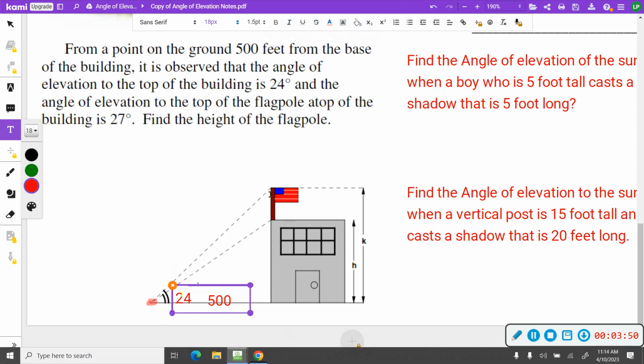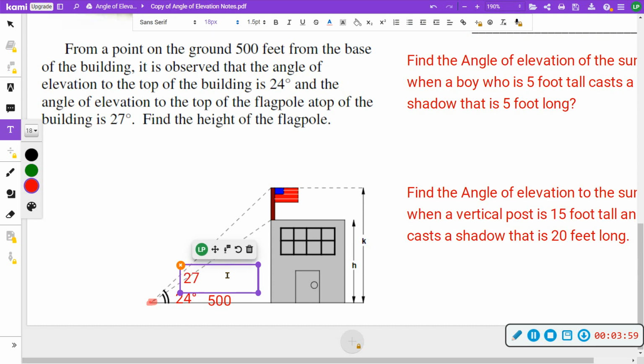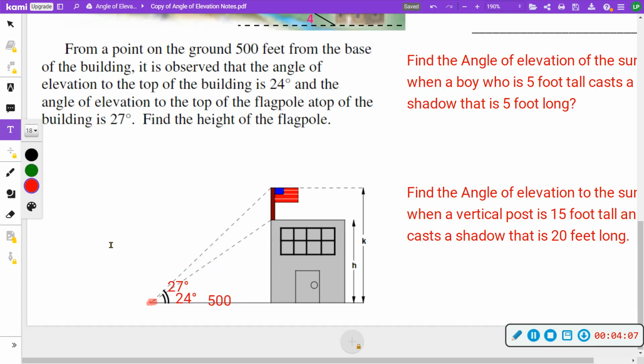And now if I'm going to the top of the flag, that would be 27 degrees, which makes sense that the bigger angle would be slightly more. So the whole thing is 27 degrees. Okay, find the height of the flagpole. So how tall is this flagpole?